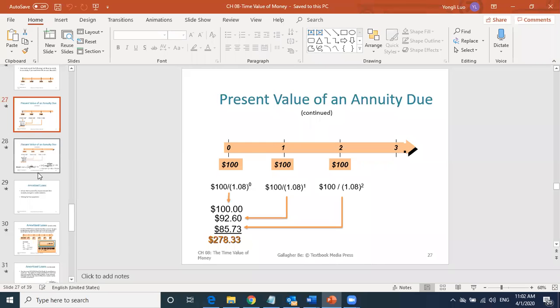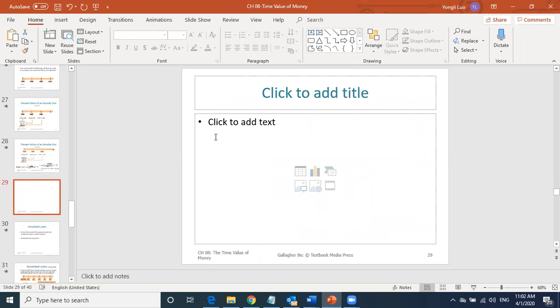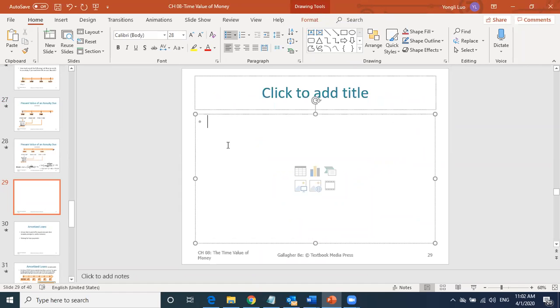So I wanted to let you know the relationship between ordinary annuity and annuity due. The present value of ordinary annuity times 1 plus the interest rate will be the present value of annuity due.